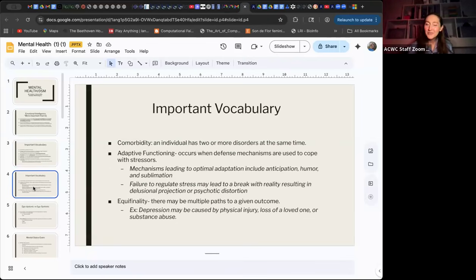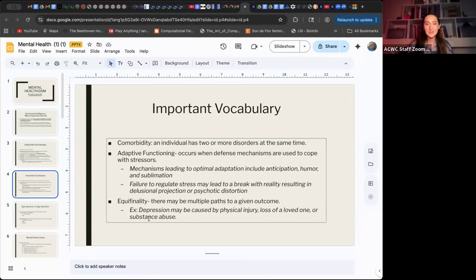Some more important vocabulary that can show up in this section is comorbidity, and that one a lot of people know just in general. If you have comorbid diseases or disorders, you have two or more at the same time. Now, I'm going to skip this one for now and come back. I'm going to go next to equifinality.